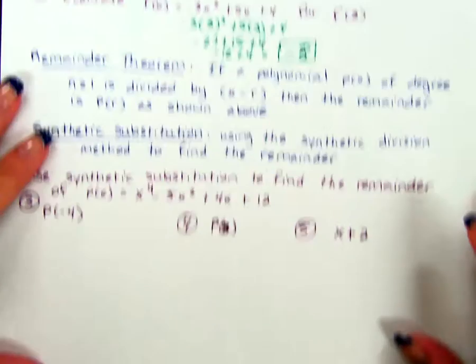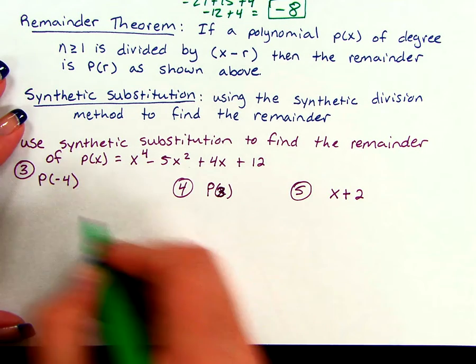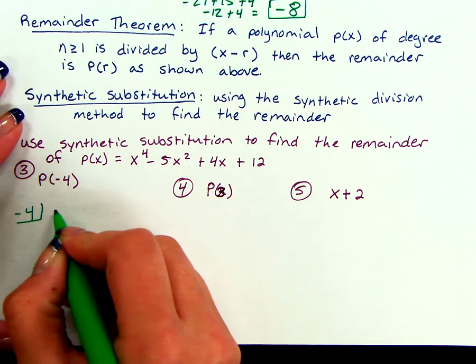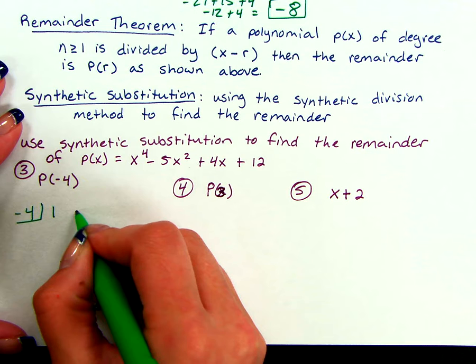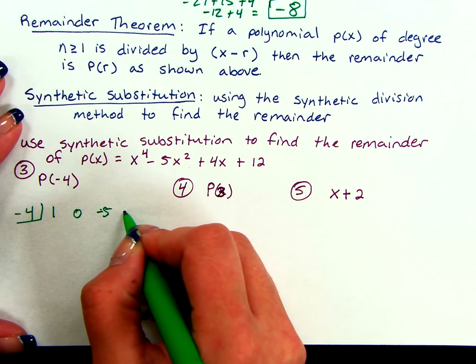All right, so let's do a couple more examples. It says use synthetic division or synthetic substitution to find the remainder of p of x equals x to the 4th minus 5x squared plus 4x plus 12. Again, that's just telling us to use synthetic division with the 0 that it gives us, and the remainder is our answer. So -4 goes in our little half box. We have 1. We're missing the cubic term, so I need that 0 placeholder. And then -5, 4, and 12.